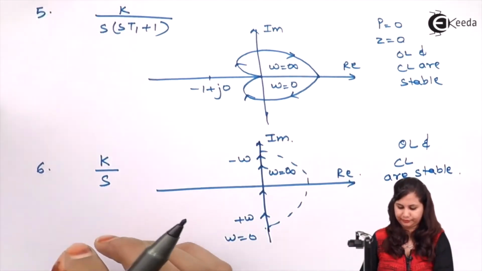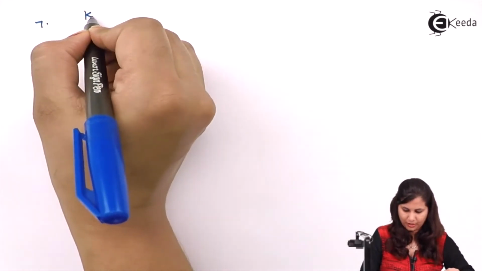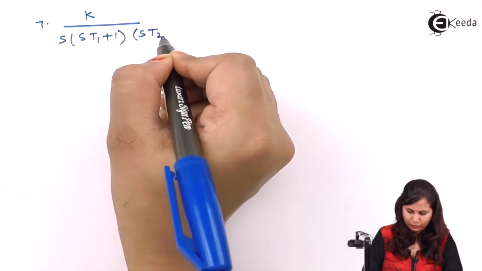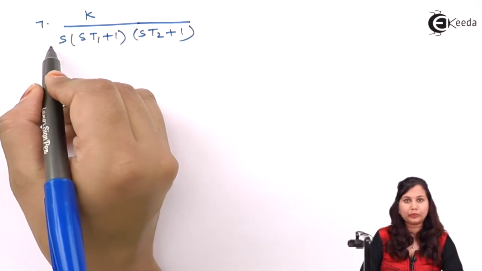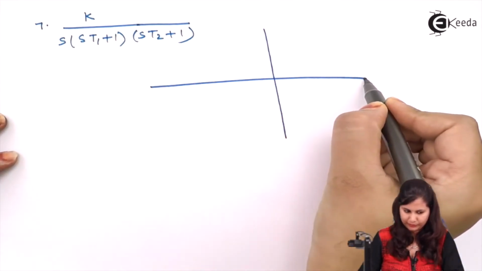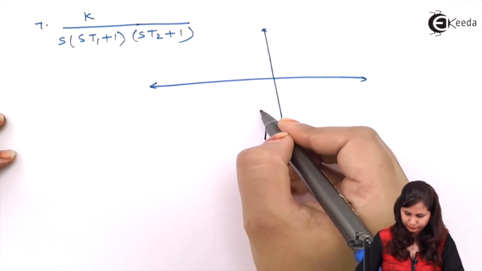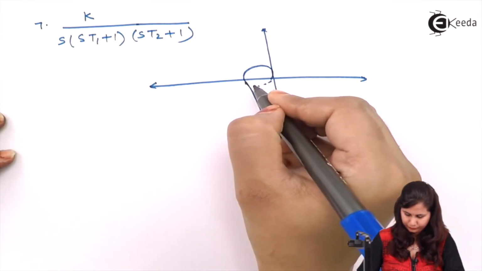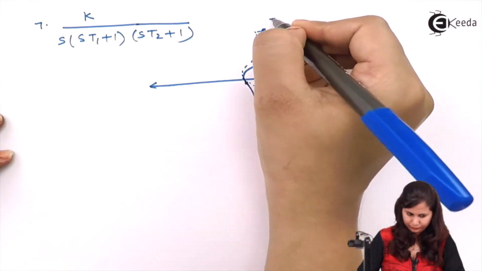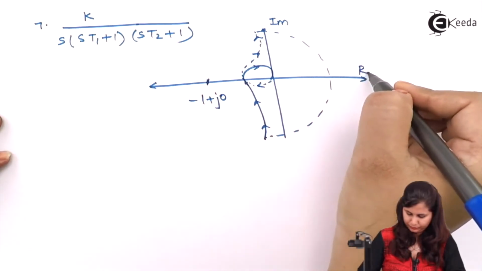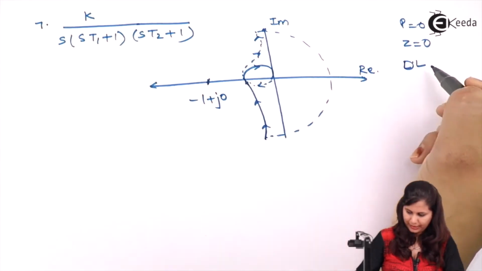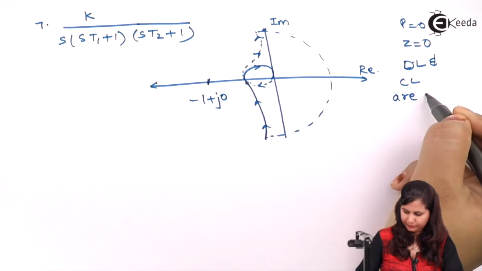Next we have K upon s(sT1 plus 1)(sT2 plus 1). That is, one pole at the origin and two other poles. For this, the Nyquist plot will be like this, so P equals 0, Z equals 0. So open loop and closed loop are both stable.